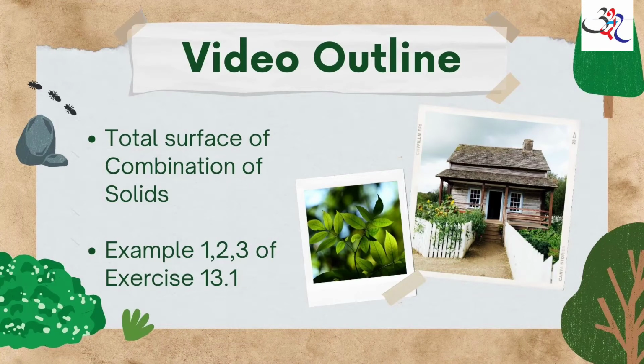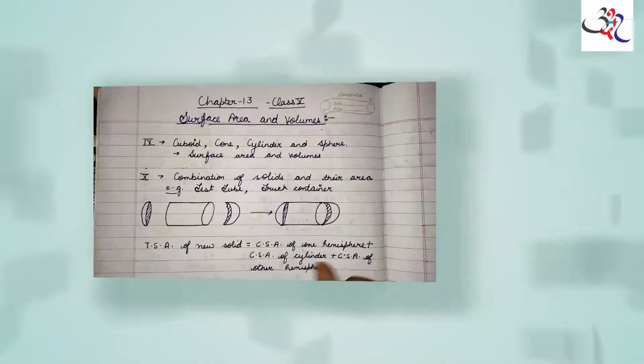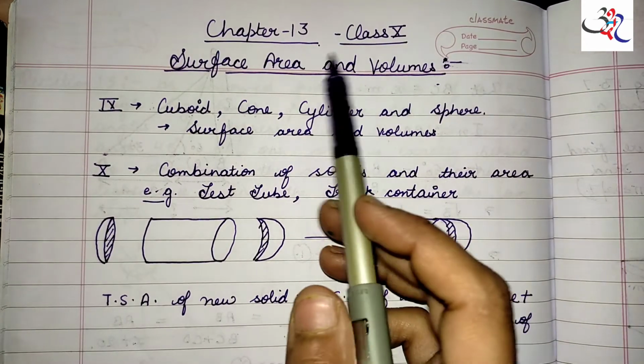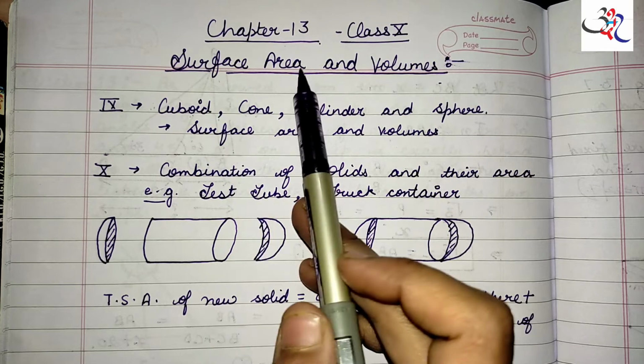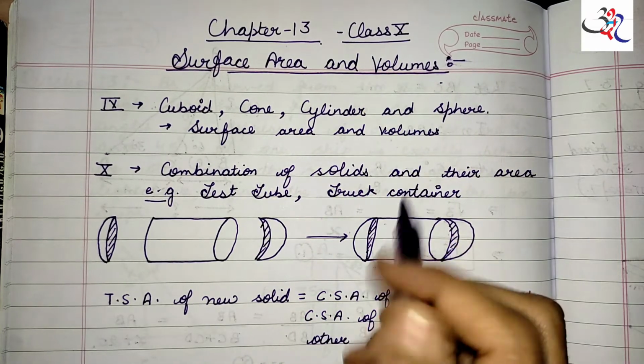In this video, we are going to understand about the combination of solids and how to find out the area of those solids. And we'll solve example number 1, 2 and 3 of exercise 13.1. So let us start today's topic, which is chapter number 13 of class 10th, surface area and volumes, right?